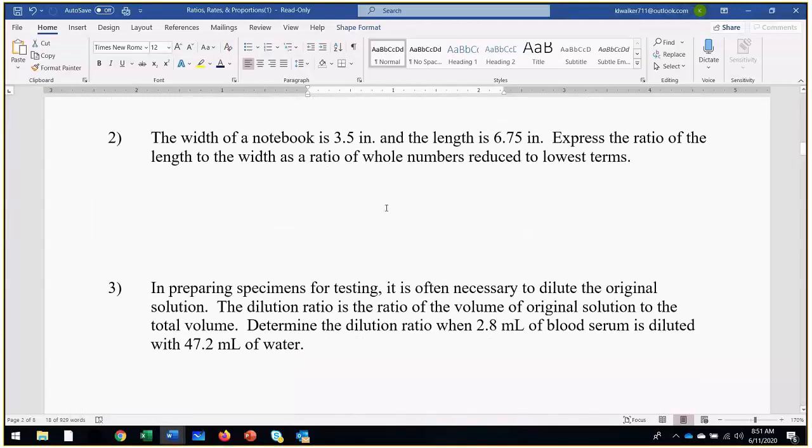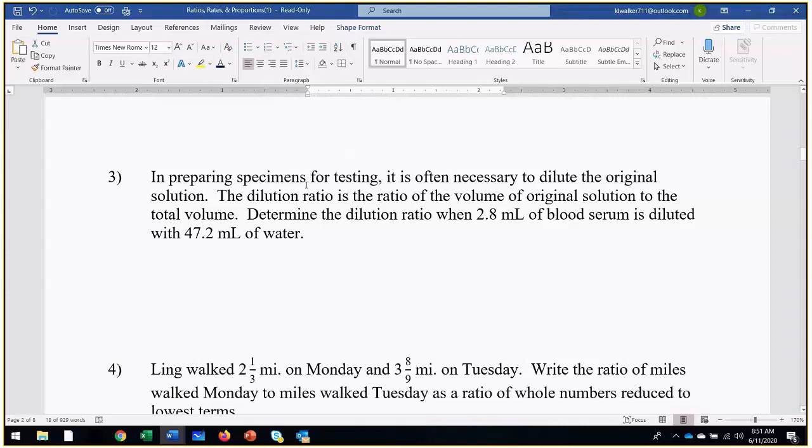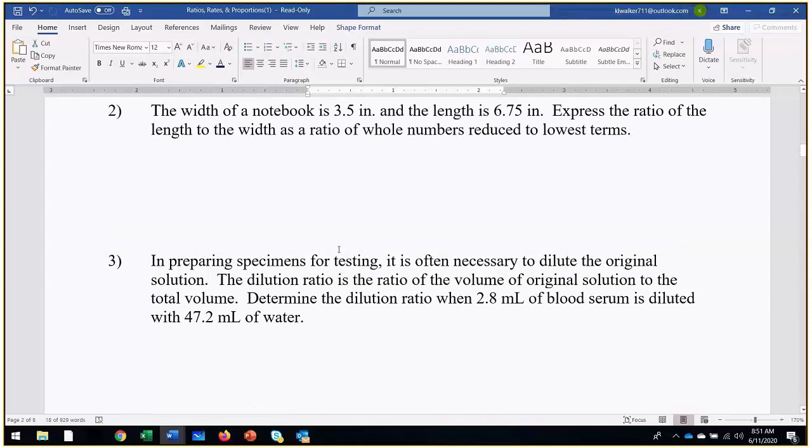The next one. So to practice the decimal thing we just did, we're going to do another one. So in preparing specimens for testing, it is often necessary to dilute the original solution. The dilution ratio is the ratio of the volume of the original solution to the total volume. Determine the dilution ratio when 2.8 milliliters of blood serum is diluted with 47.2 milliliters of water. So this one is a little bit more complicated due to the nature of the problem, but we're still going to set it up the same way. I'm going to jot everything down.